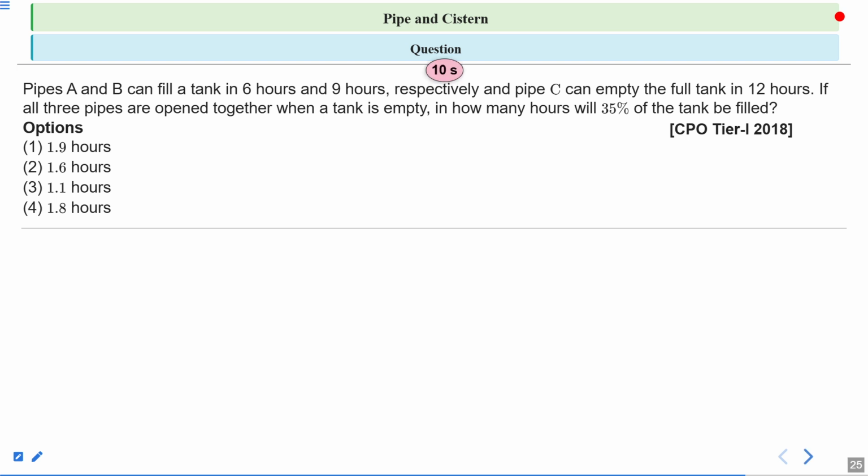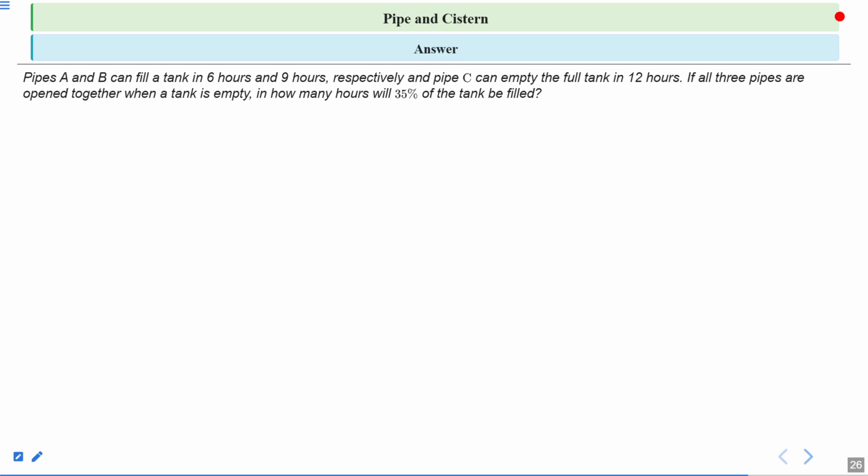Now you have 10 seconds to analyze the question. Your time starts now. Now time's up. Let's see the solution of this question. The question says that pipes A and B can fill a tank in 6 hours and 9 hours, and pipe C can empty the full tank in 12 hours. So we take the LCM of 6, 9 and 12 and we get the efficiency of A, B and C.